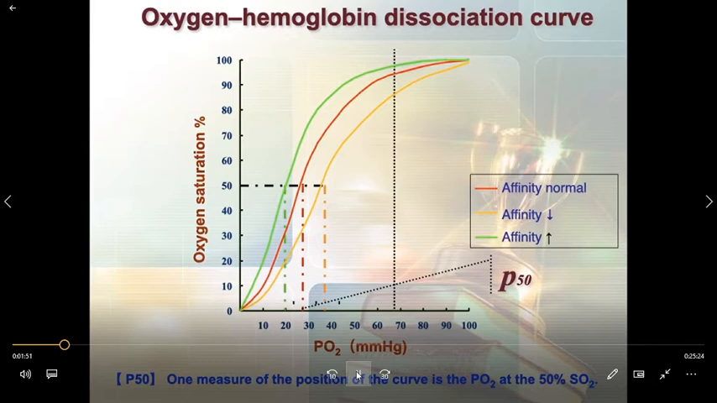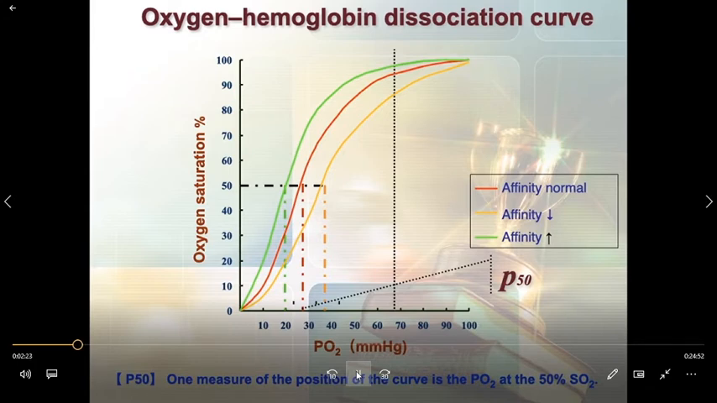The dissociation curve is shown. The regular one is shown in the red curve, and there are two variations, or changes to two directions. One is the green one and the other one is the yellow one. Please pay attention to the two axes. The vertical one is the oxygen saturation.